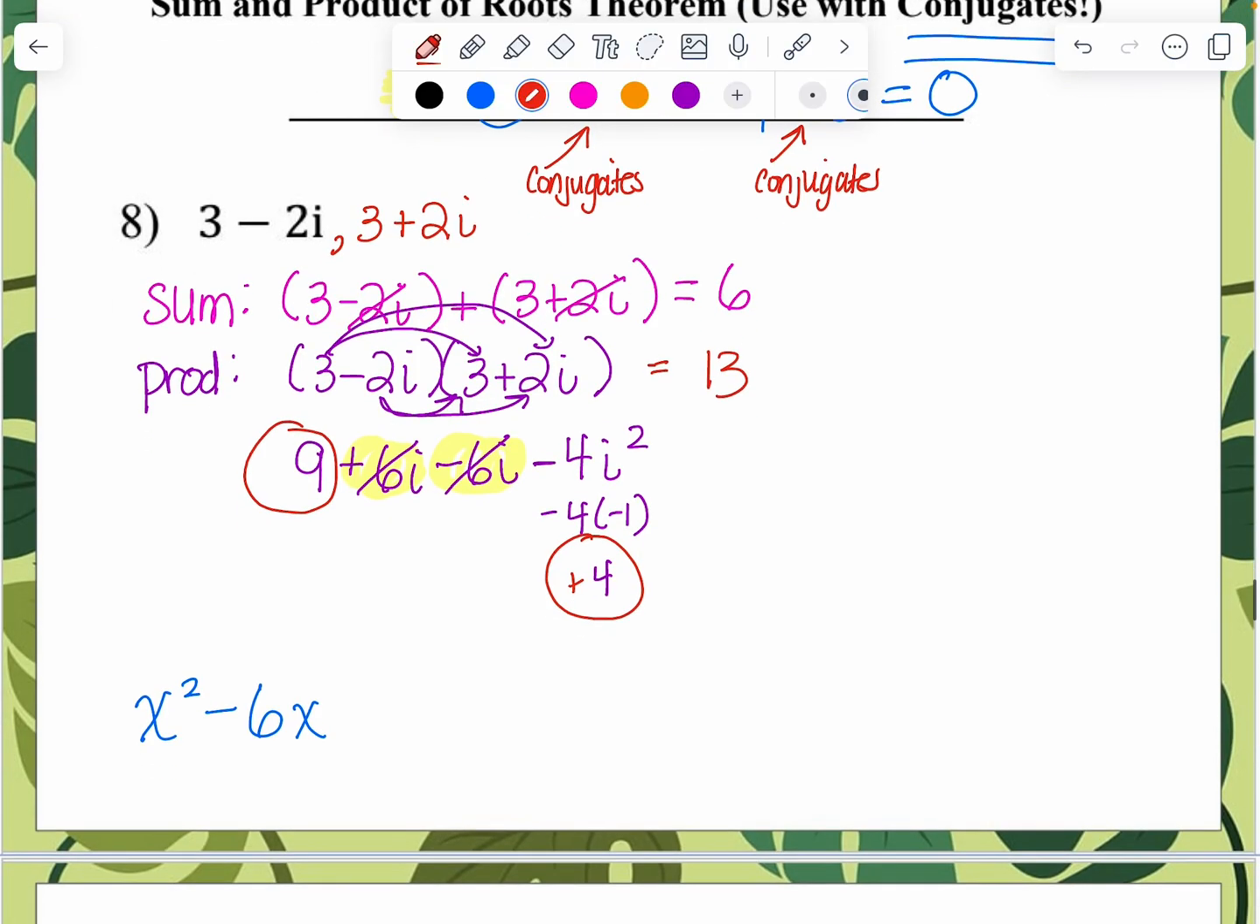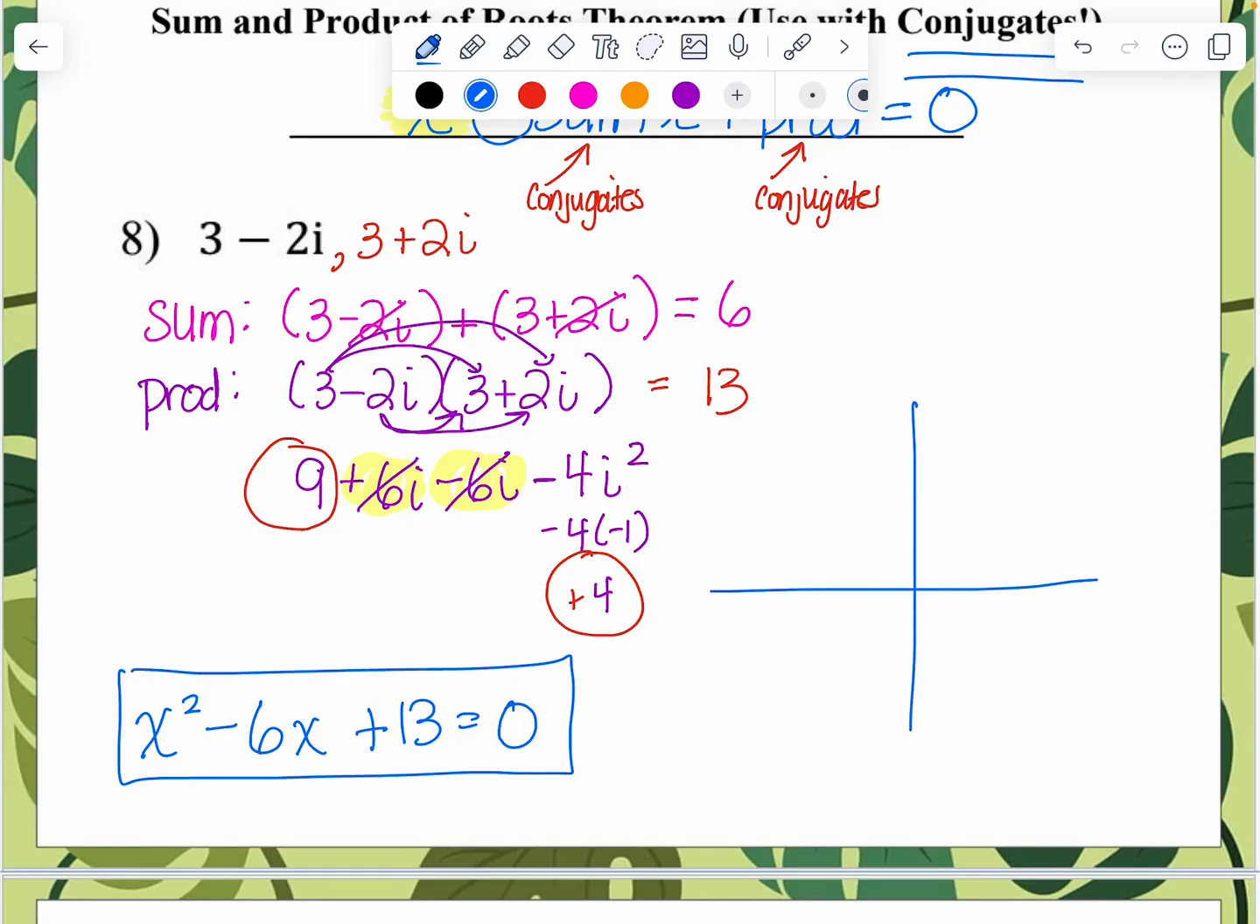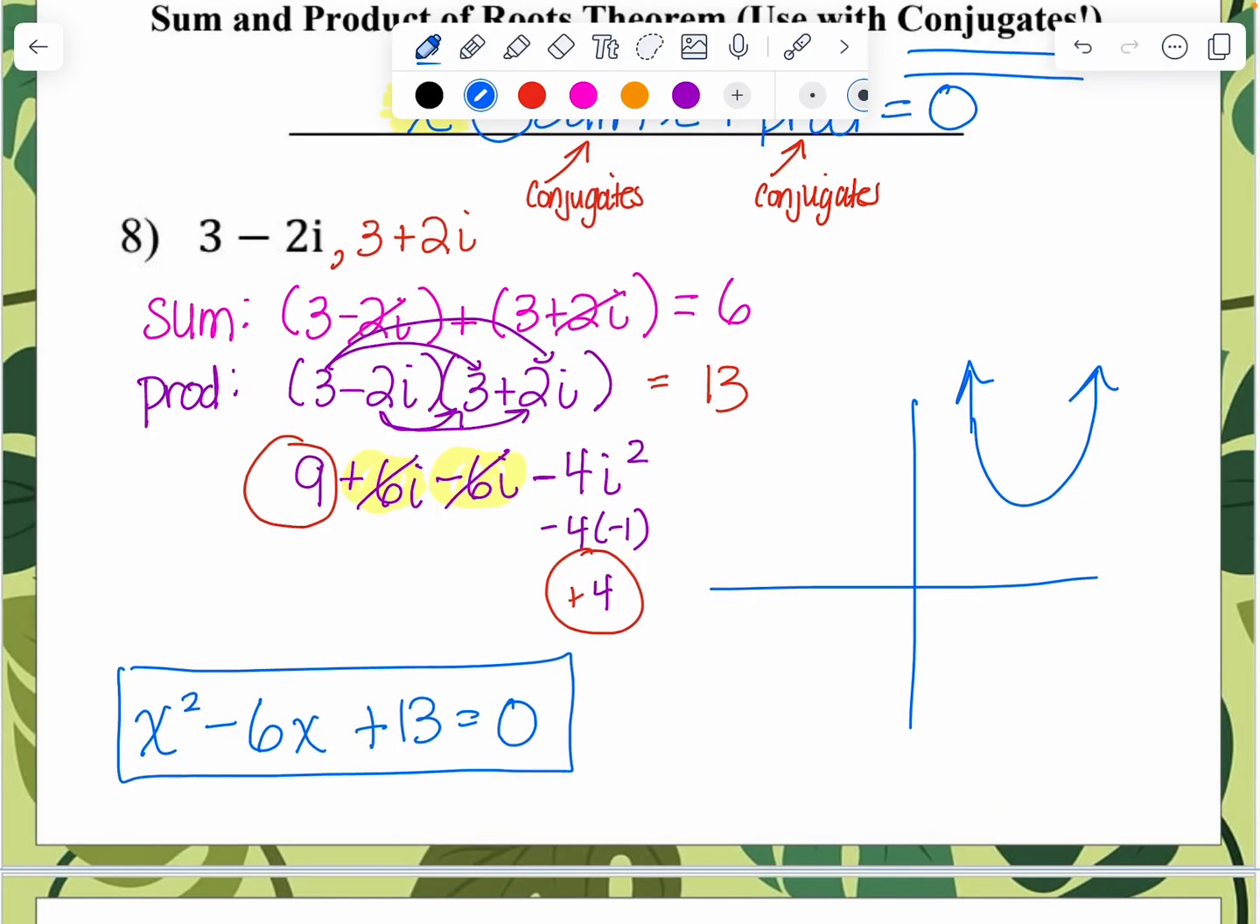So I'm going to finish out this new quadratic. I'm going to say x squared minus 6x plus 13 equals 0. Now I can graph that all I want, but you're not going to see it cross through the x-axis. Please graph it. You're going to see that it never crosses the x-axis. Something like that. I don't know where it falls exactly, but that's what it looks like.